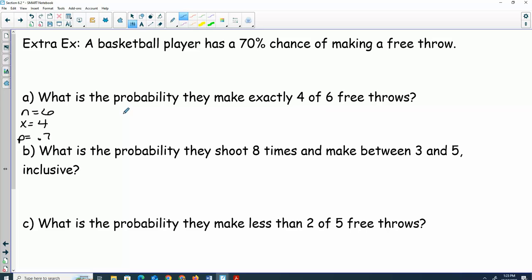Okay, so this is one we could use on our table. So I have to go to when N is 6, down to when X is 4, and over to P equals 0.7. You need to have another sheet of paper and cover it up. If I need to put mine up here and explain how to read it, I will. I want everyone to try it and see if we get the same number.